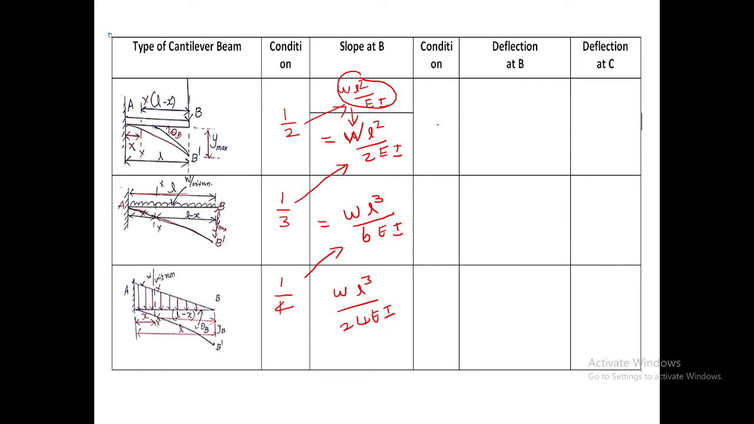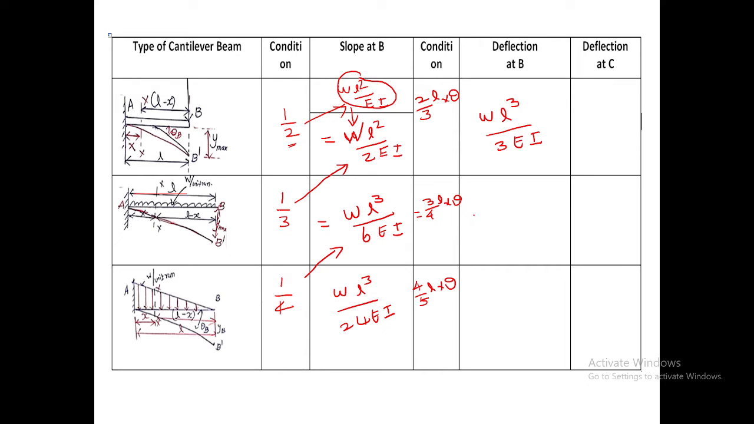Next, for the deflection condition: here complete 1 by 2, so 2 by 3 into L times the corresponding slope value; here 3 by 4 into L into the corresponding slope; here 1 by 4 complete all, so 4 by 5 into L times the corresponding slope value. So deflection at point B is W L cube divided by 3 E I.